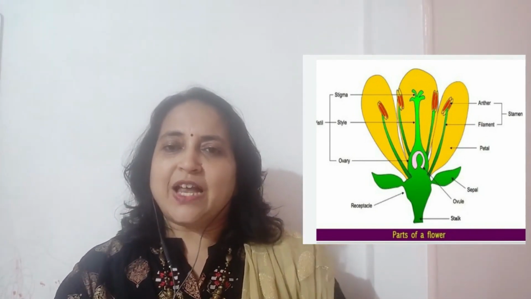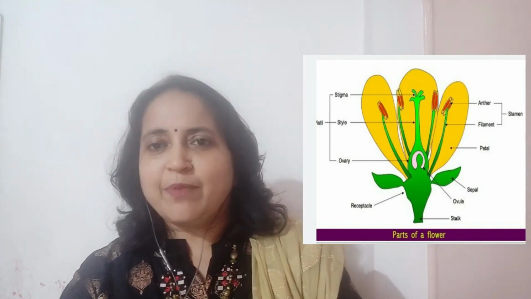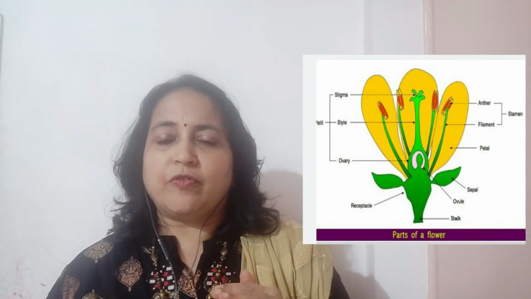Androecium is the male part which consists of anther lobe and filament. Anther lobe contains pollen grains, while the filament only gives support to the anther lobes. Collectively, it is also called stamen. Gynoecium is the female part which consists of three main parts: stigma, style and ovary.